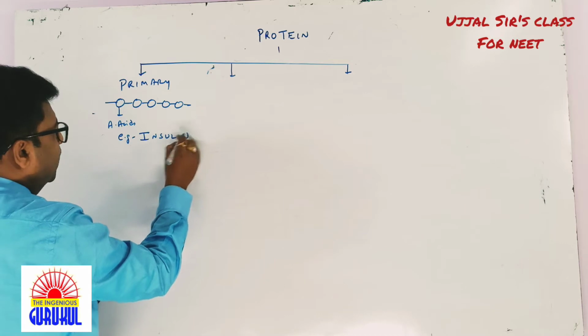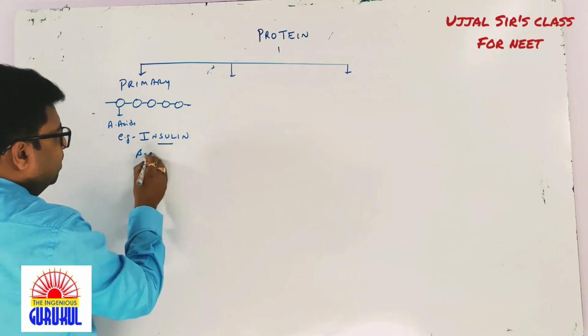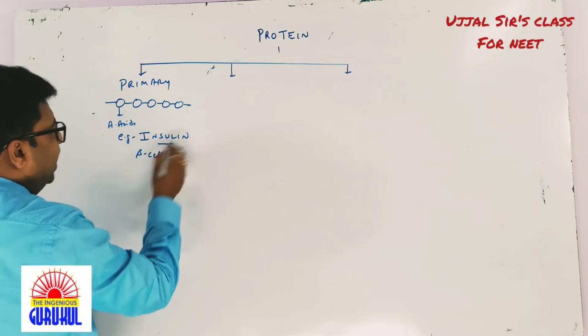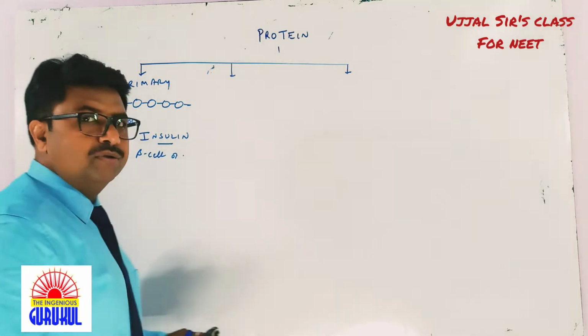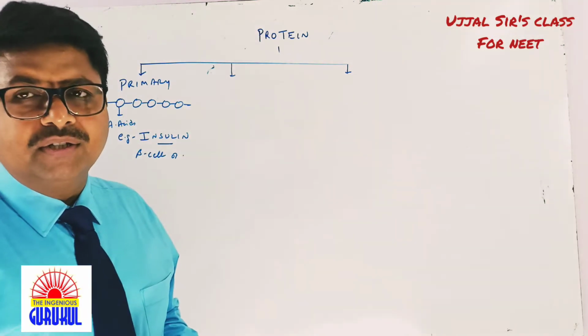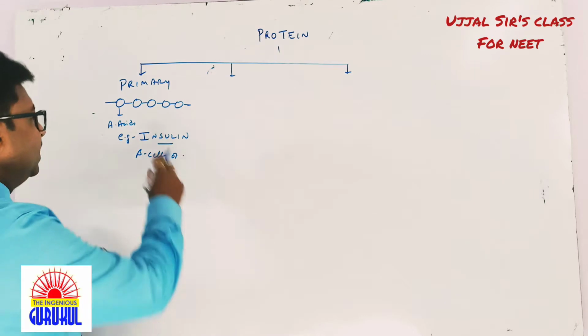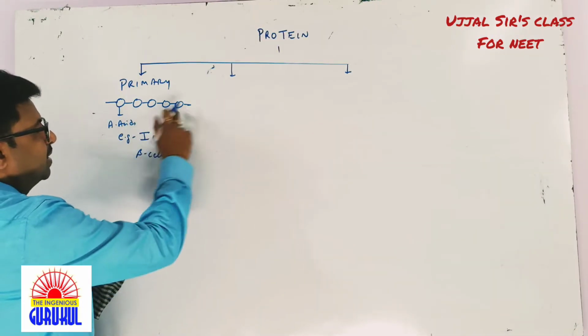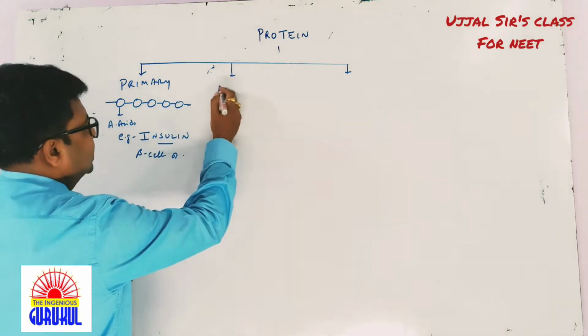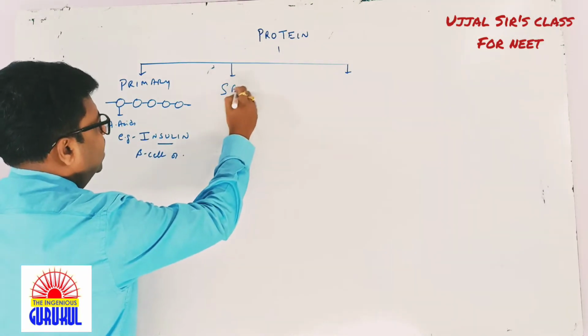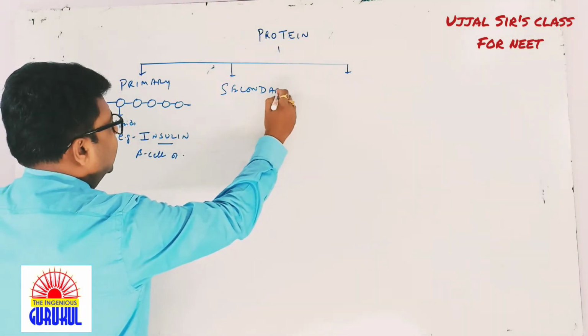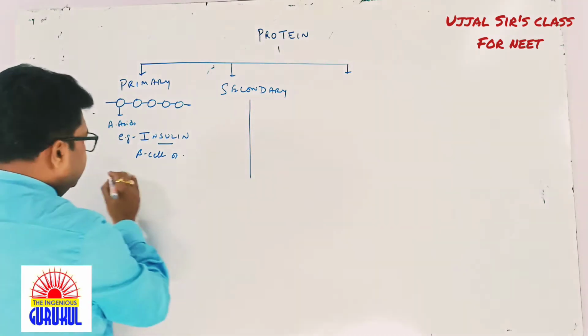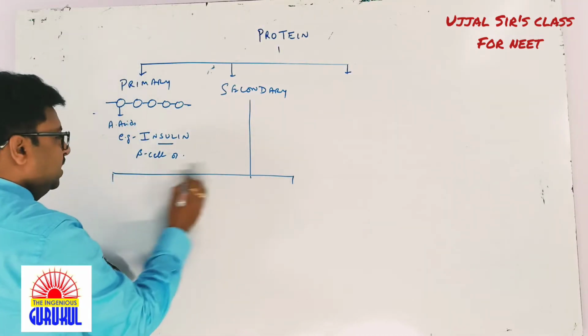And we know already about insulin, that it is being secreted from the beta cells of islets of Langerhans of the pancreas, and it is used to treat diabetes. So insulin is a hormone and it's a protein which is having a linear chain of amino acids. So it comes under primary. The second one is secondary. So when we talk about secondary, that means the classifications. So we can classify it into 3 different categories.